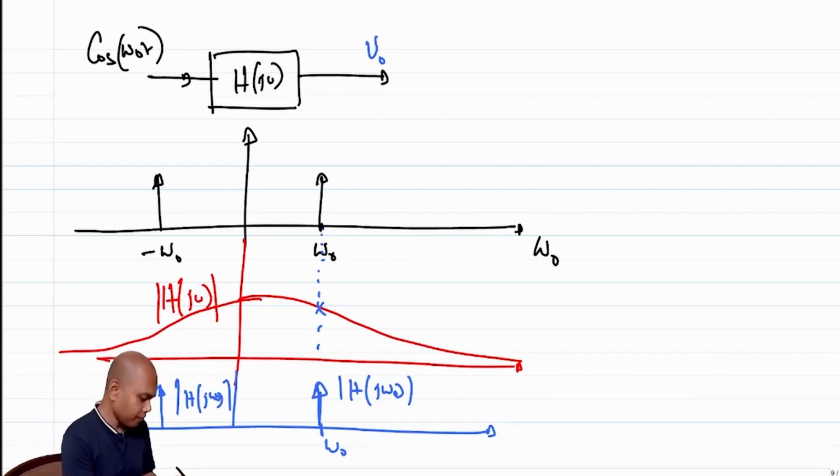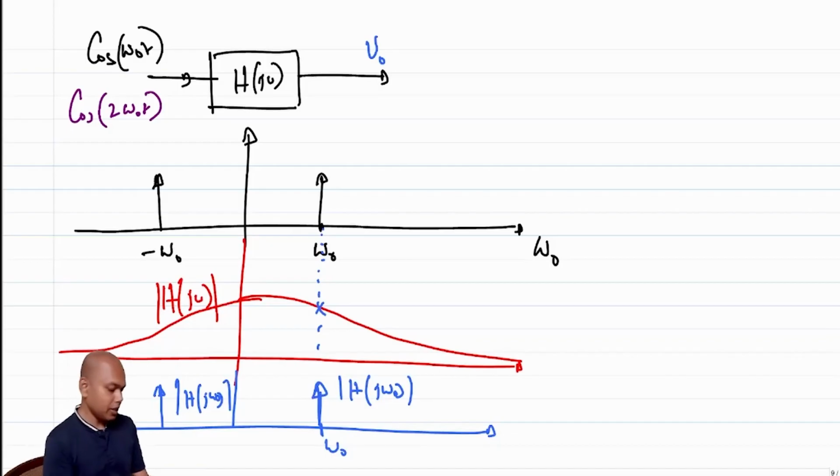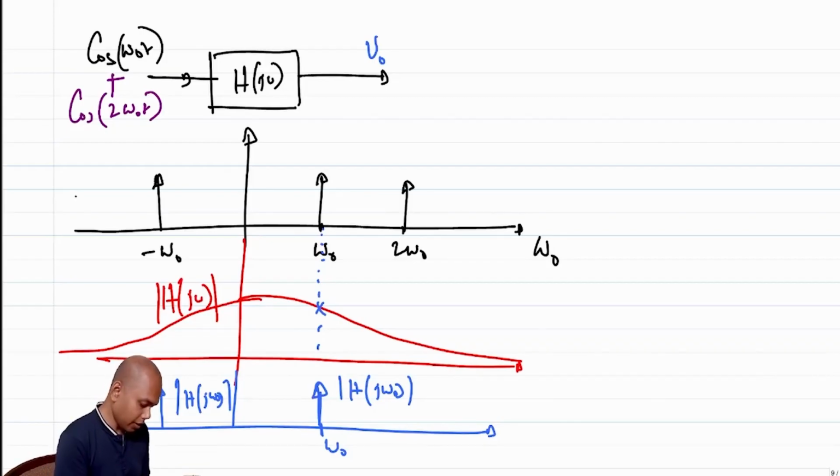And if you have an input, let's say at cosine twice omega naught t, simultaneously, let's say you have an input at cosine omega naught t, what will it mean? I'll essentially say that there is another tone at 2 omega naught, similarly a tone at minus 2 omega naught. What will be the output then?